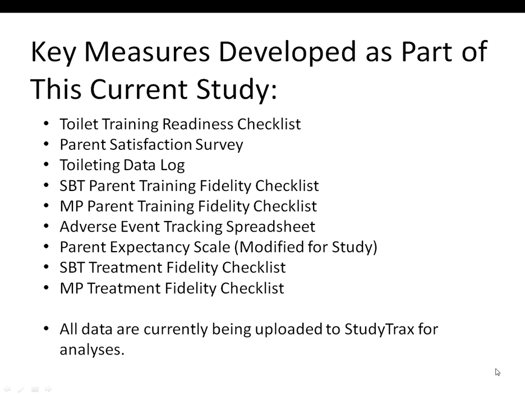Key measures that have been developed as part of this current study. Well, we had to put it all together, and we had 1 year to do it, so we really went to work. I'm pleased with how things turned out. We developed a readiness checklist so that we could screen. We didn't want children to enroll in the study if they were nowhere near toilet training readiness, because we were only toilet training for 3 months, and so we didn't want to have children who weren't ready to sit on the toilet at all or something like that.